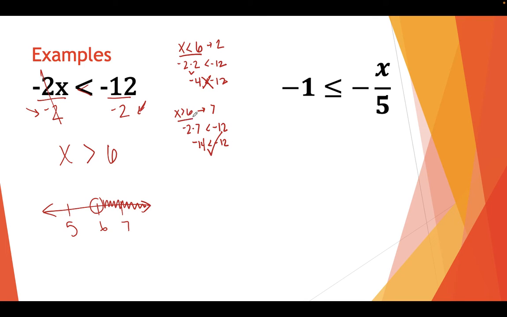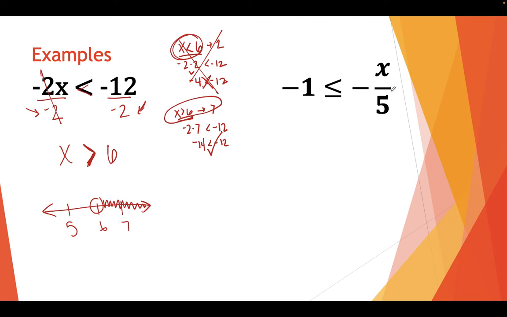So as you can see, if I did not flip my inequality sign from the less than to the greater than, none of those answer choices that are less than 6 will actually work in the original inequality. It's required to flip the inequality to get all the values that will work in the inequality.